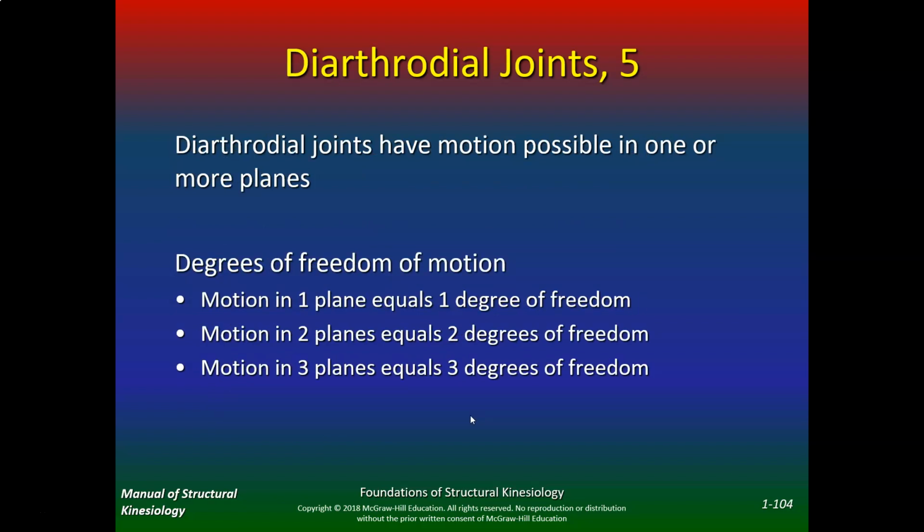All right, diarthrodial joints have motion possible in one or more planes. We talked about the planes, right? Sagittal, frontal, transverse. So these joints provide motion in multiple planes. So one motion in one plane equals 1 degree of freedom. Motion in 2 planes equals 2 degrees of freedom. And motion in 3 planes equals 3 degrees of freedom. All sports require motion in 3 planes and 3 degrees of freedom.